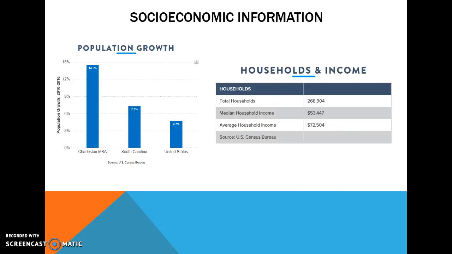The socioeconomic information that I was able to pull out was that there are a little over 268,000 total households in the Charleston area. The median household income was about 53,000. The average household income was 72,000. And I also got a graph showing the population growth here between the years of 2010 and 2016.